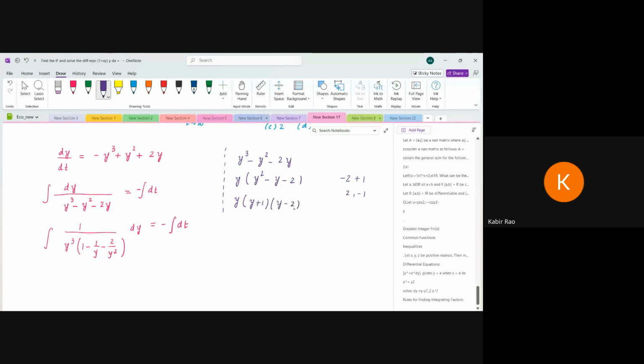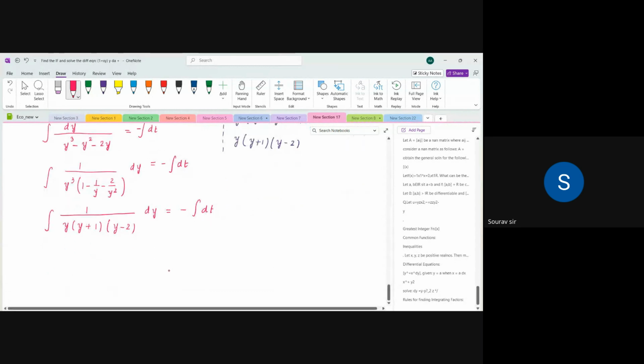That would be the partial fraction approach to this. Yes, we can simply use partial fractions now. So I can write this as y into y plus 1 into y minus 2 dy is equal to minus integral dt. So for partial fractions, I'll write, let.